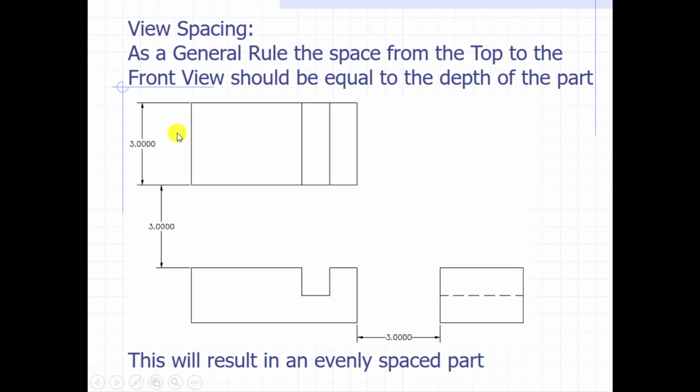Now, view spacing is important. You want to have equal view spacing between your front and top view and your front and your side view. And the way that we do that is this distance is typically the depth of the part. When we draw our miter line from the upper right hand corner at 45 degrees, that does ensure that our spacing is the same. So please make sure that the space between the views is the depth of the part.